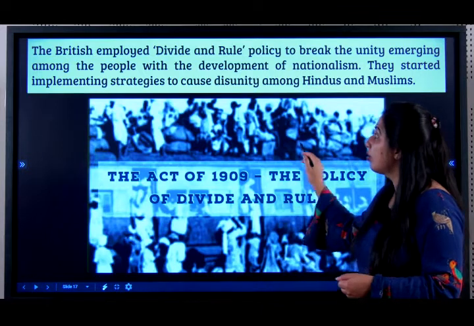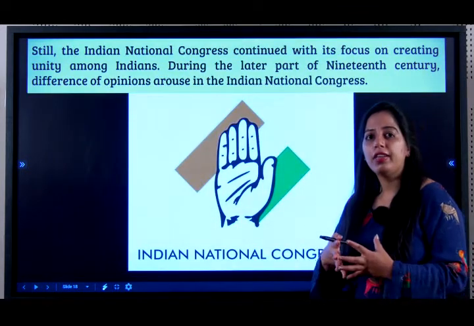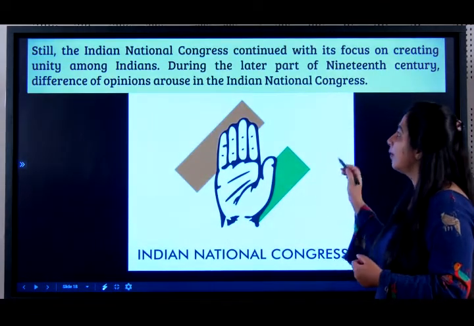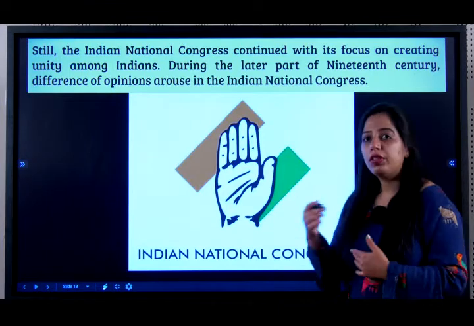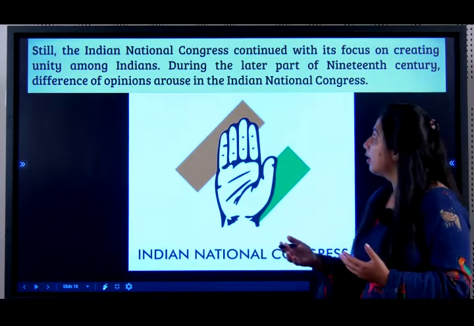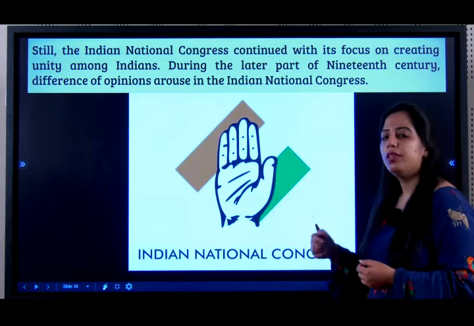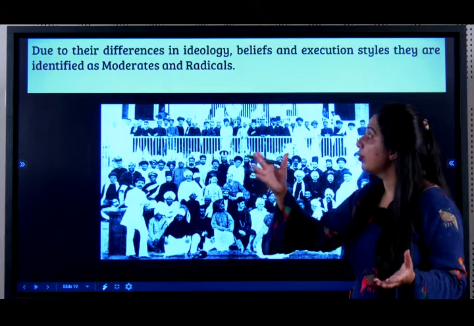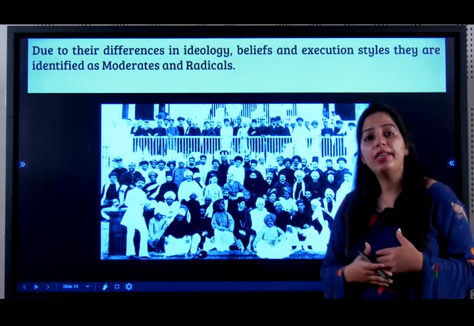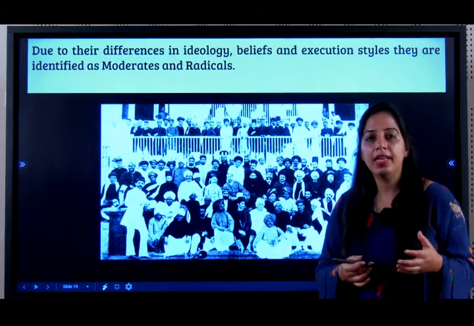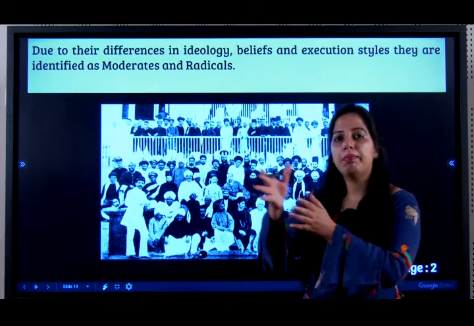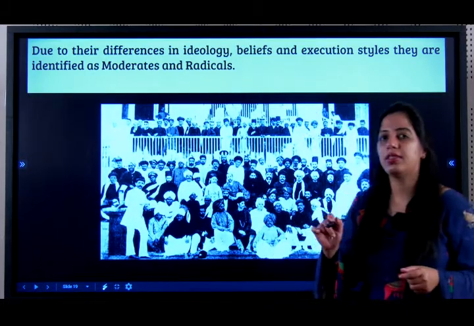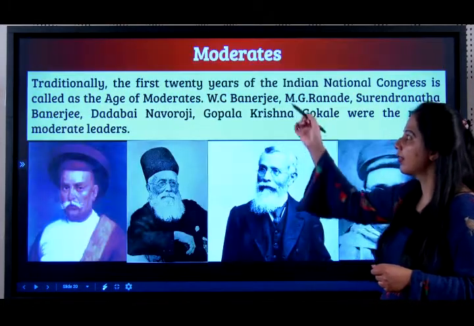But the Indian National Congress still tried its best to keep everyone united. Even though a lot of difference of opinion rose in the Congress, they still tried to be united. But eventually, their differences grew so much that they employed different ways to get freedom and they became three parts: moderates, radicals, revolutionaries. Now we will look at this.